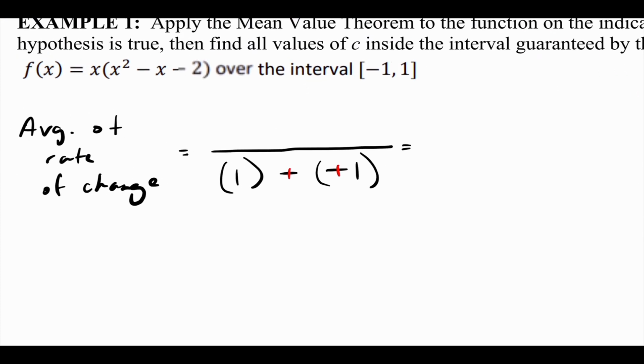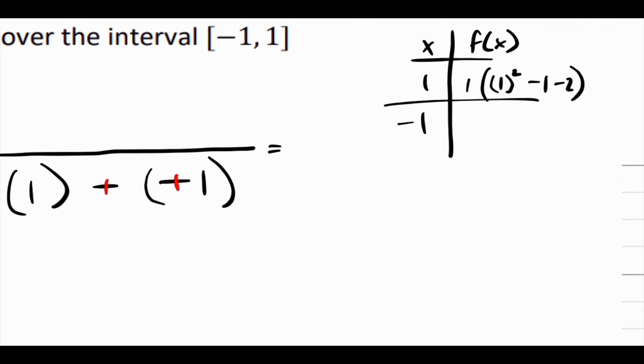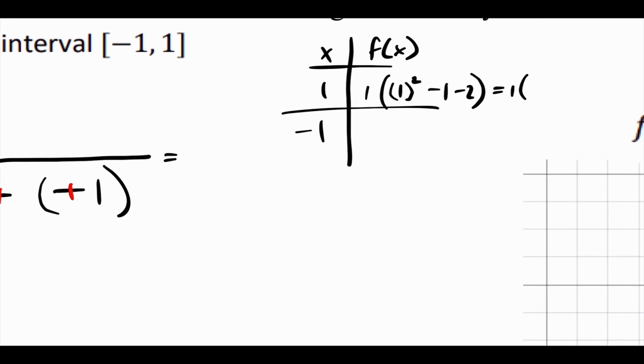How do I get the y value for +1 or for -1? Make a little table here: x, f of x. I know +1 and -1 are going to be my points. I have to get the y with it. So I'm going to plug in +1 first. So 1 times 1 squared minus 1 minus 2. So that's 1 times -2.